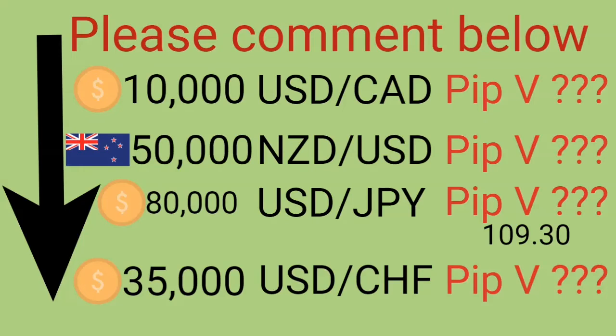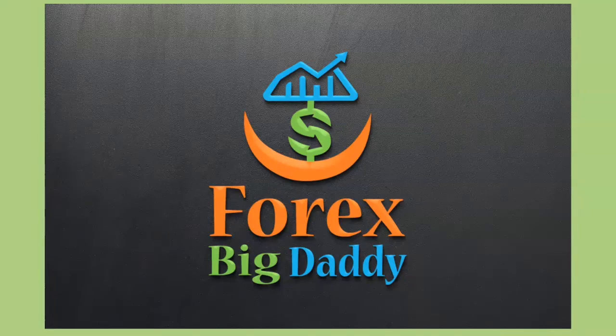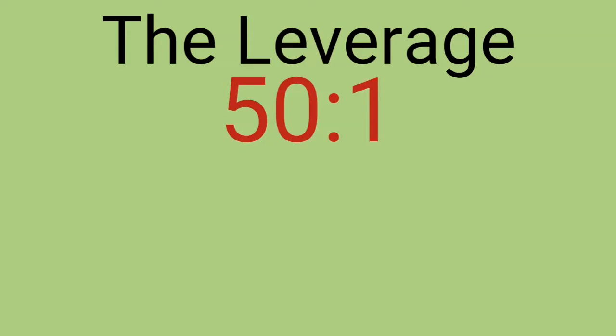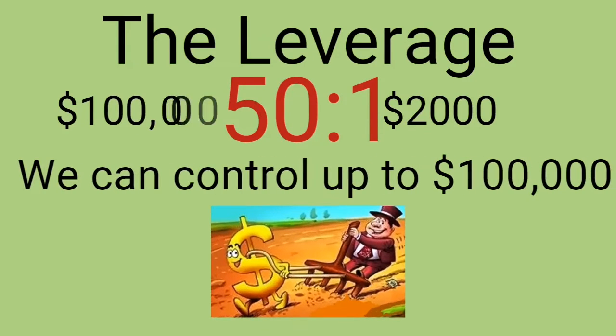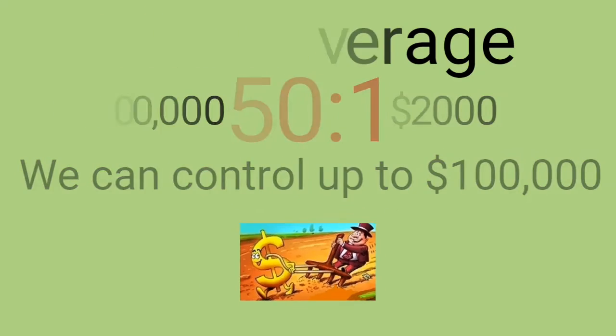I know some of you are going to say that we don't have this much money. We don't have 100,000 or 50,000 or even 35,000. But if you watched my first video, the first part, we talked about something called leverage, and leverage allows us to control 50 to 1 of the money that we have deposited with the broker. So if we have $2,000, we can control up to $100,000 and trade with it.